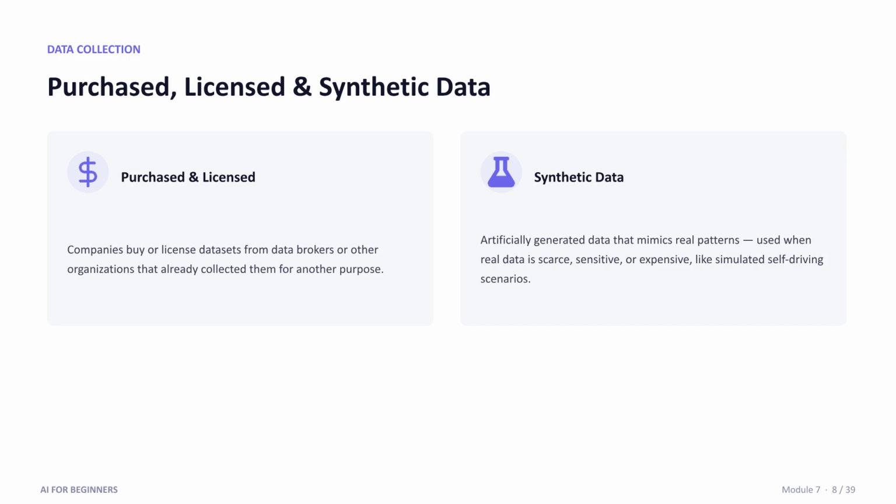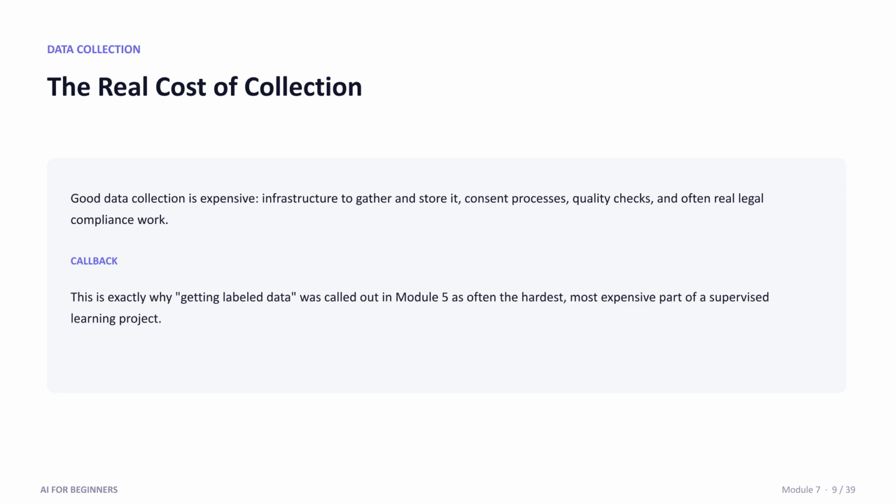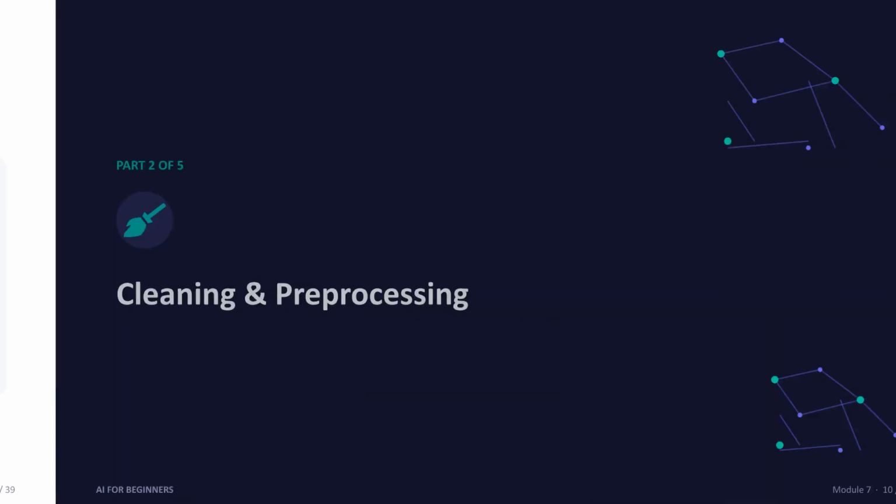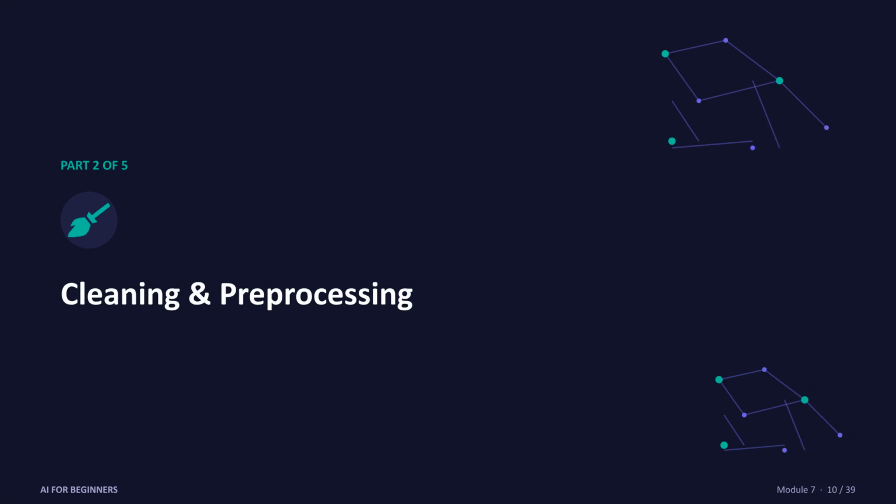For scenarios where real data is scarce or too expensive, synthetic data, which is artificially generated to mimic real patterns, is an increasingly powerful alternative. All this collection has a real cost, including infrastructure, storage, and legal compliance. As we noted in Module 5, acquiring high-quality labeled data is often the most challenging and expensive part of an AI project. Moving to Part 2, cleaning and preprocessing.